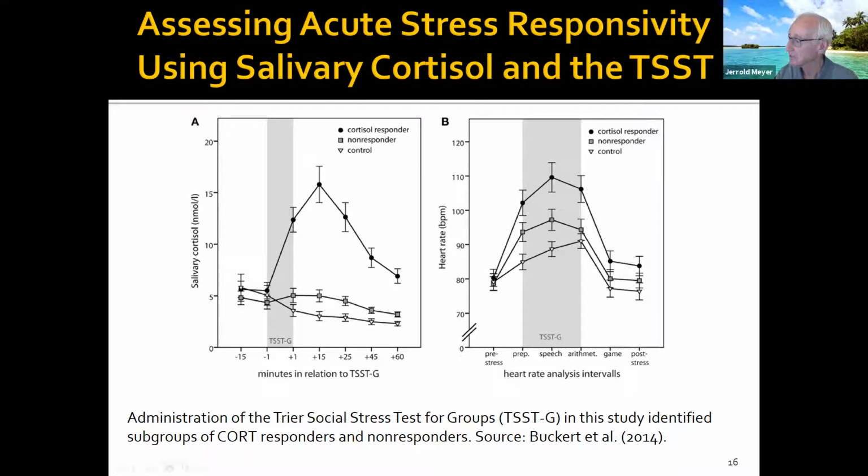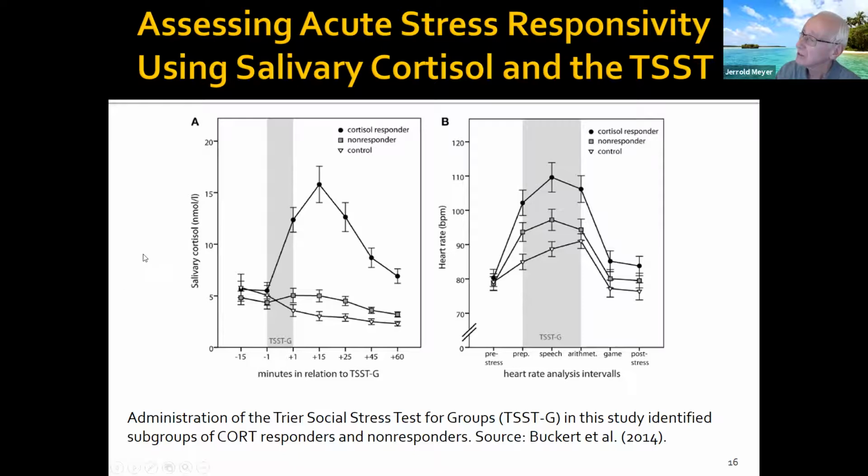So this is the TSST-G. And this is a good thing to know. Many participants, as you would expect, do respond with a good cortisol response to the Trier, but some don't.